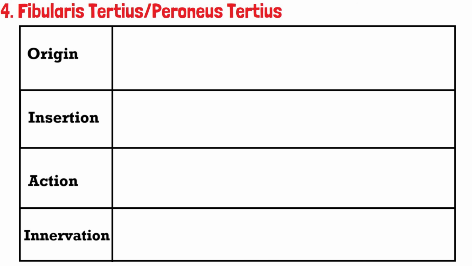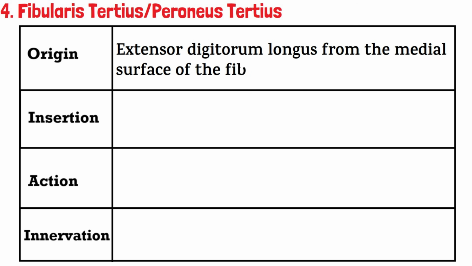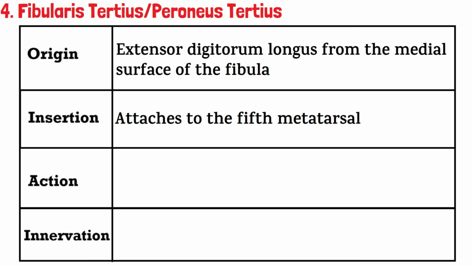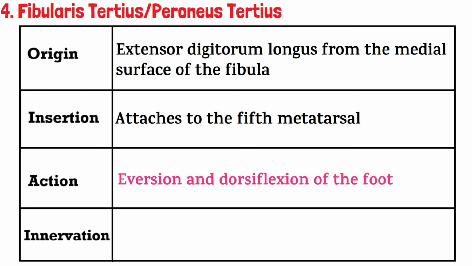This muscle originates with the extensor digitorum longus from the medial surface of the fibula and attaches to the fifth metatarsal. Action of the muscle is eversion and dorsiflexion of the foot, and it is also supplied by the deep fibular nerve. Let's have a look.